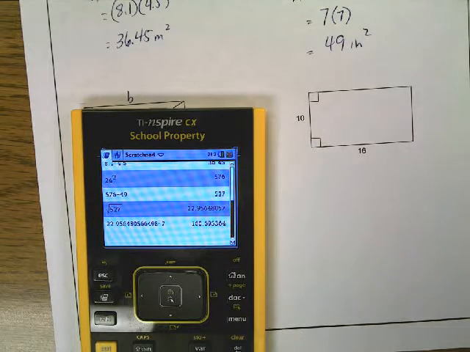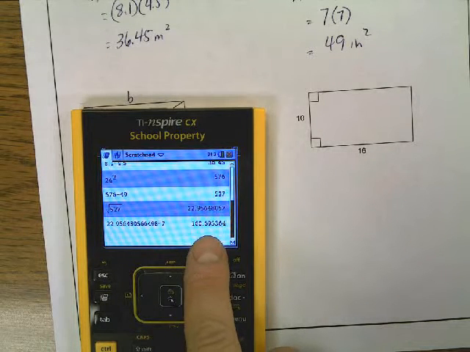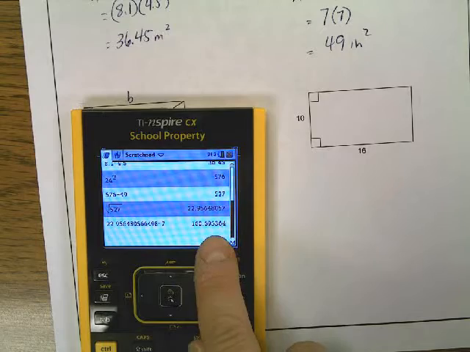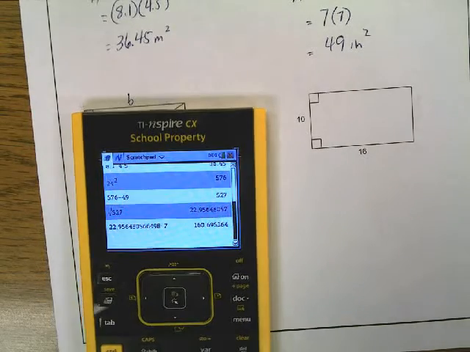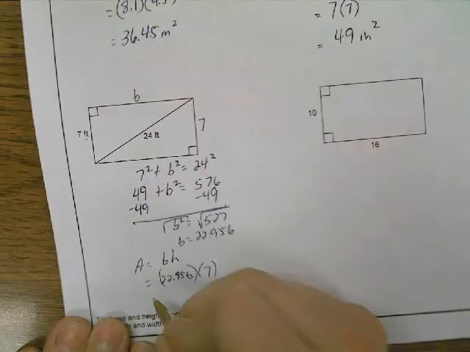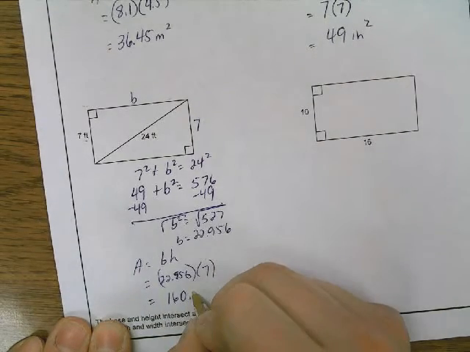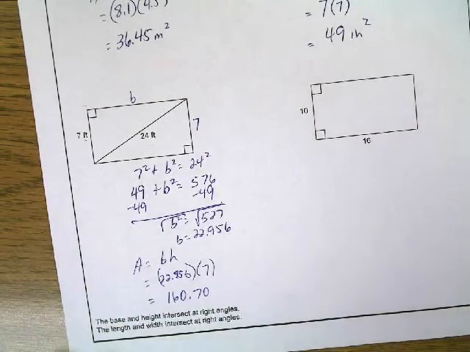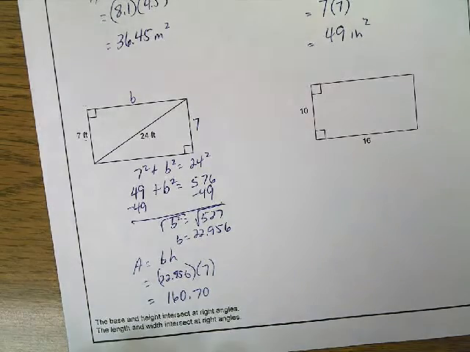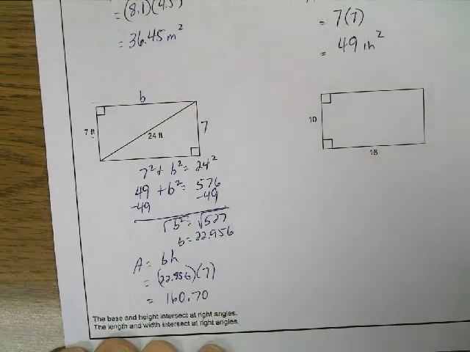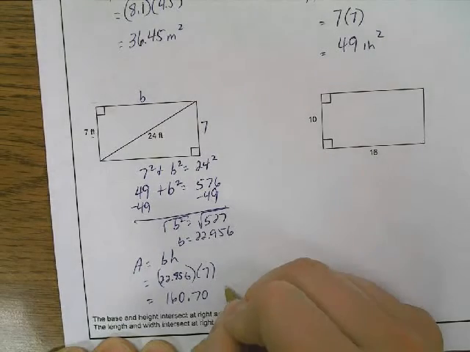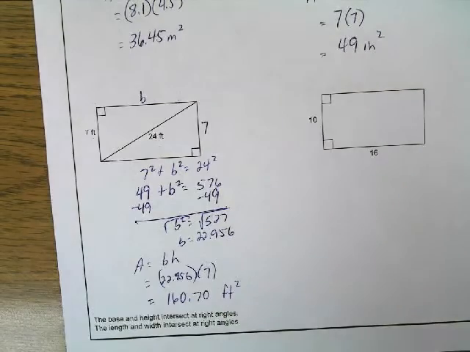And I'm going to do this to 2 decimal places. So 160.69 with the 5 here, the 69 will round up to a 70. So you're going to write your answer as 160.70. If you leave the 0 off, that's fine. It doesn't have to be there to maintain accuracy. And then this is going to be feet squared.